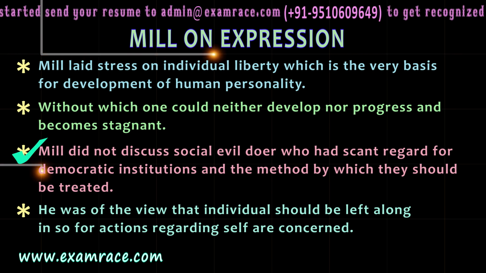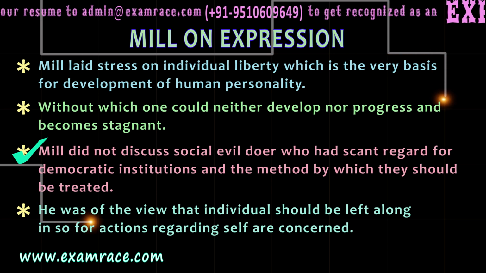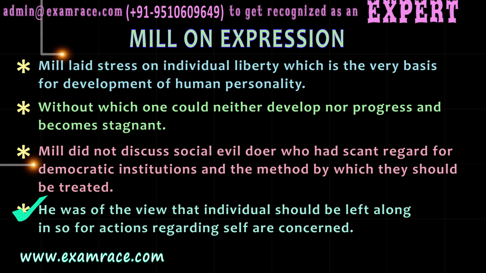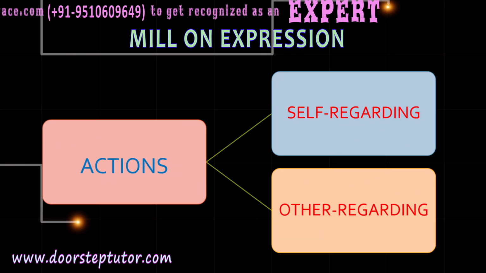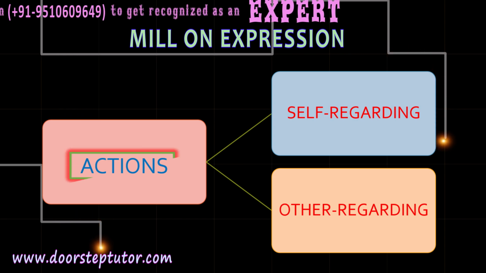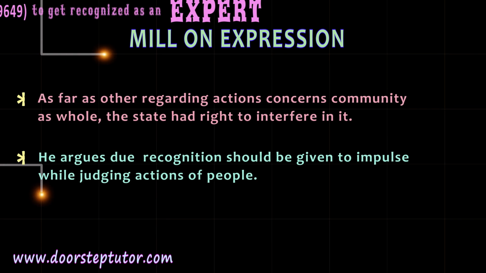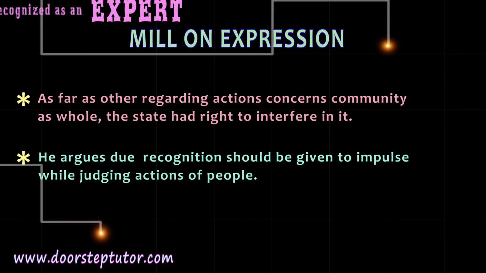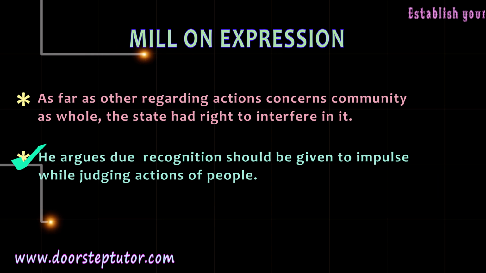Mill did not discuss the social evildoer who had scant regard for democratic institutions and the method by which they should be treated. He was of the view that individuals should be left alone insofar as actions regarding self are concerned. So, as you can see, he divided action into two parts: actions that are self regarding and actions that are other regarding. As far as other regarding actions are concerned, the community as a whole, the state, had the right to interfere in them. And he argues due recognition should be given to impulse while judging actions of people.